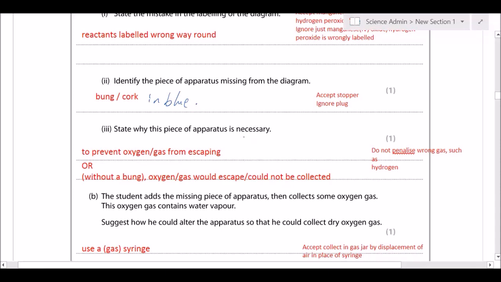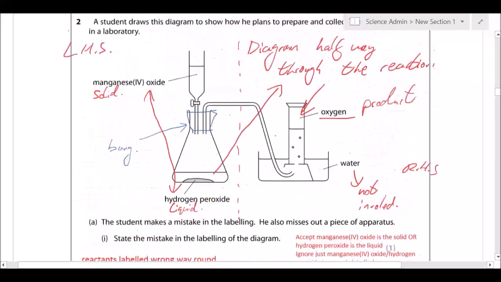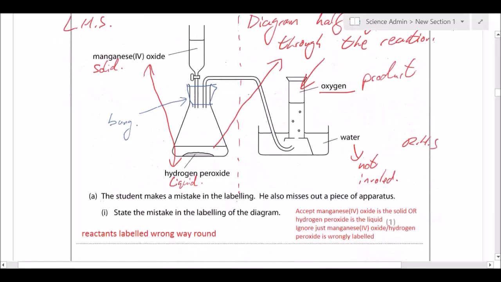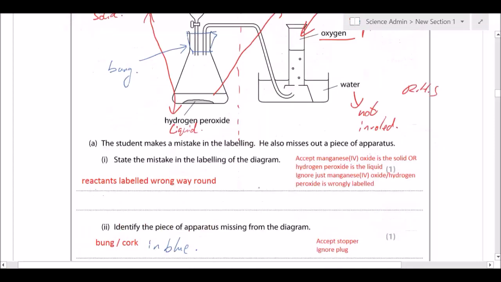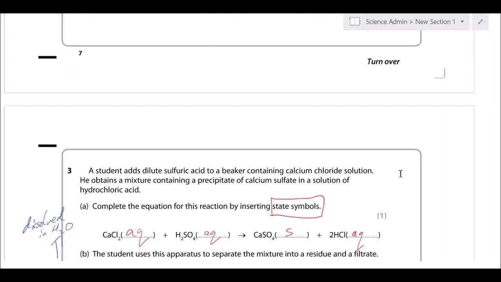State why this piece of apparatus is necessary. Obviously it's to prevent oxygen gas from escaping, and oxygen wasn't essential here. You didn't actually have to have the word oxygen, so a gas would escape, or the gas couldn't be collected, because obviously if this bung wasn't here, the gas could just squeeze past this area here, squeeze past those tubes and escape and not go through the tube. So you want the bung there.